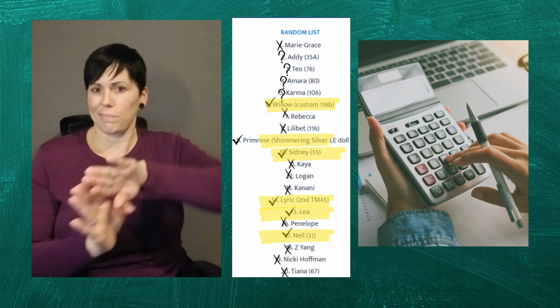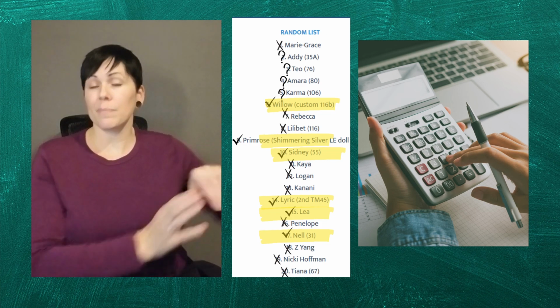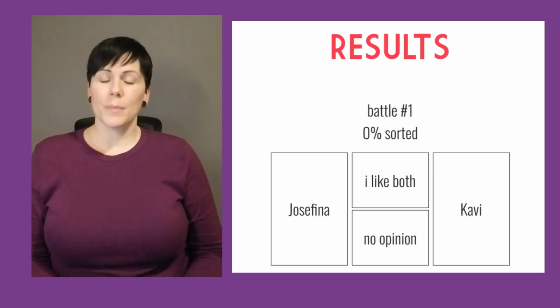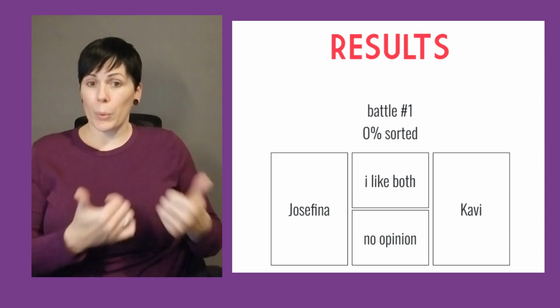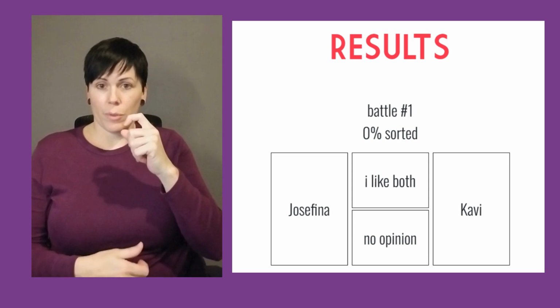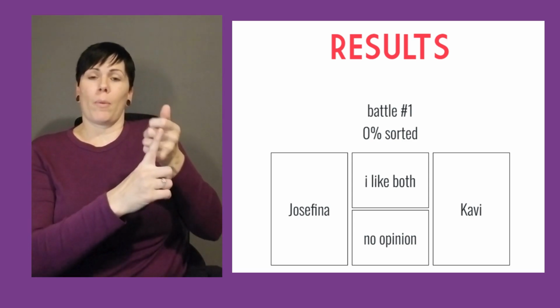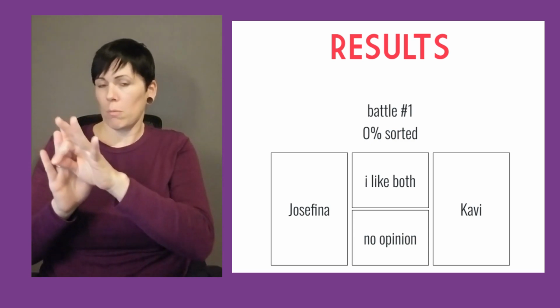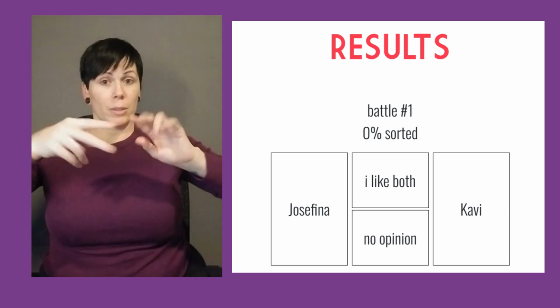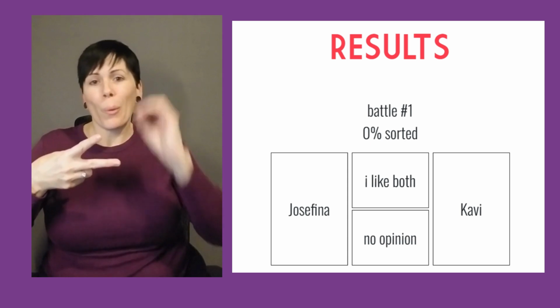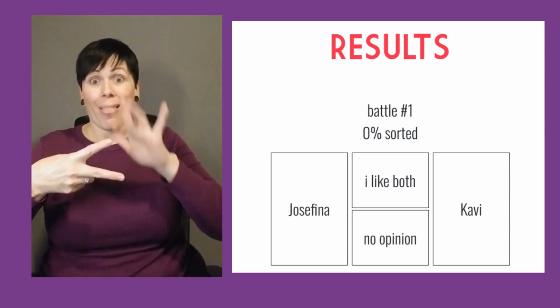So next we're going to look at a bias sorter approach to this. With a bias sorter, you enter all of the things that you're trying to rank, and it will show you just 2 of them at a time, and it pits them against each other. You can pick one or the other, or you can say, I like them both, or no opinion. And the more you select no opinion and I like them both, the less helpful it is for ranking.